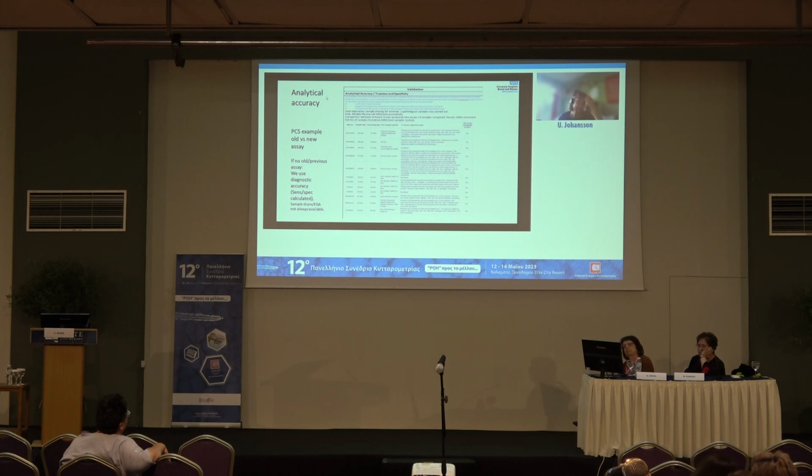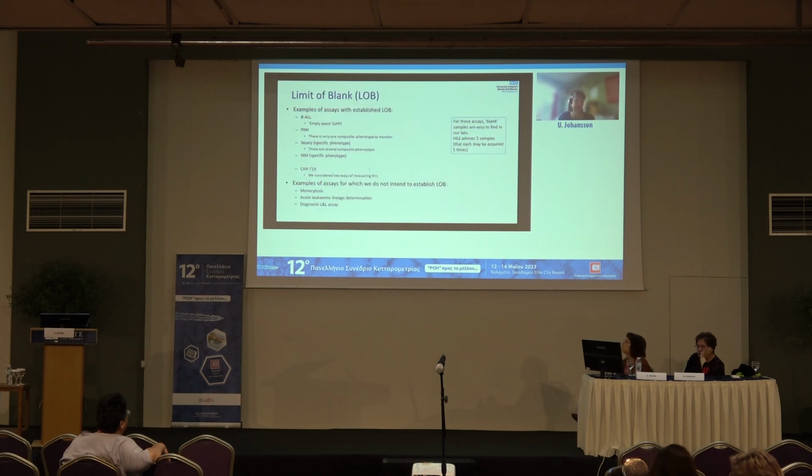So we need to see the analytical accuracy, and that normally would be comparing our new assay with the previous one we had in-house. But we can also compare with other centres, and we can also compare using EQA samples. And if there is no previous assay at all, we use diagnostic accuracy, so we can calculate the sensitivity and specificity.